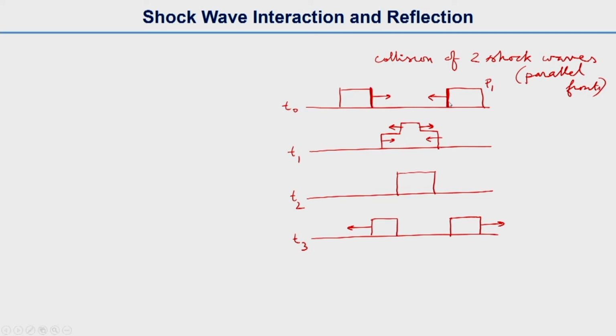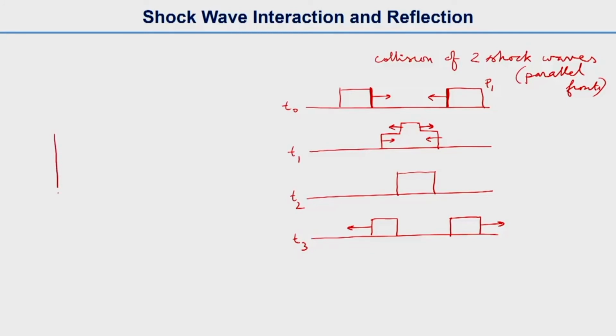So now we need to find the pressure P2. How can we find the pressure P2? We need to add the particle velocity of both the waves. Let's assume both have the same particle velocity. Then we will add the particle velocity of both the waves, and correspondingly we will obtain the equivalent pressure, which corresponds to the addition of both the particle velocities. So let's make it clear from this PUP diagram.